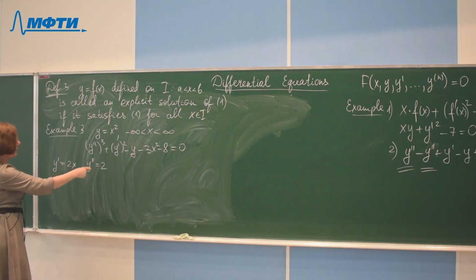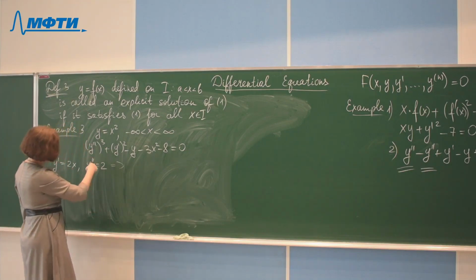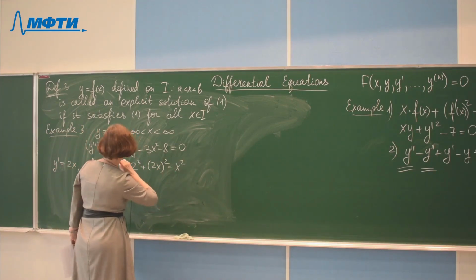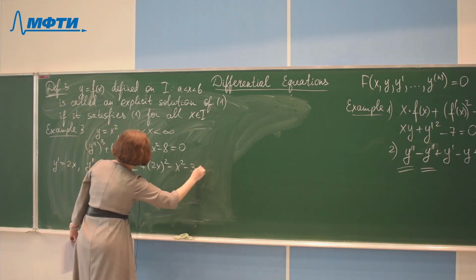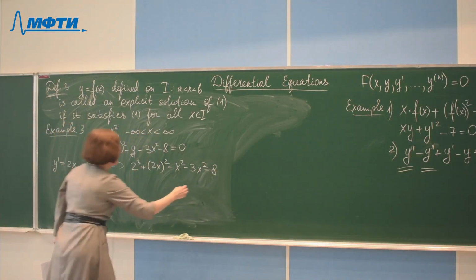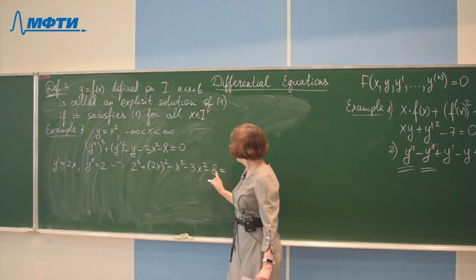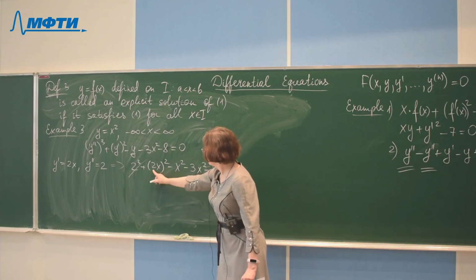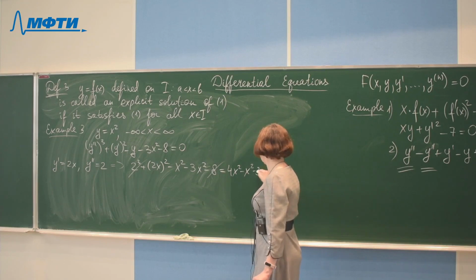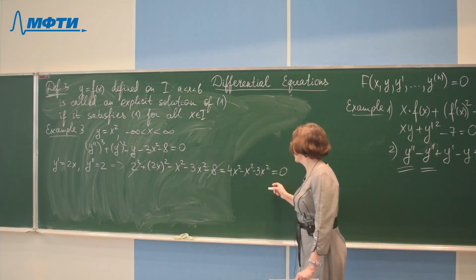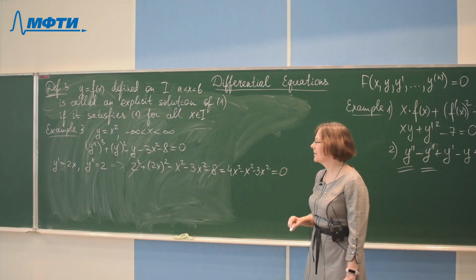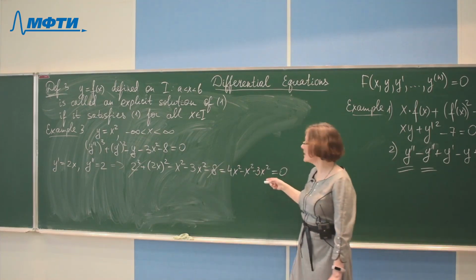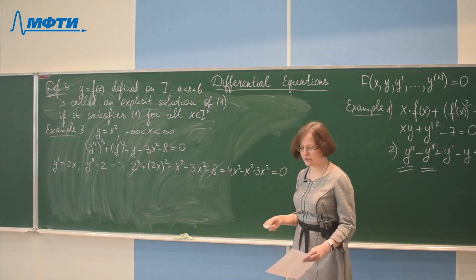Next, let's substitute these functions into our equation, and we will get the following: 2 cubed plus (2x) squared minus x squared minus 3x squared minus 8. Let's compute. It is equal to, so 2 cubed minus 8 will give us 0, right? Next, we have 4x squared minus x squared minus 3x squared, which is identically 0. So we can see that we have an identity, right? This function turns our differential equation into an identity in x. So this proves that y equals x squared is a solution of the given differential equation.